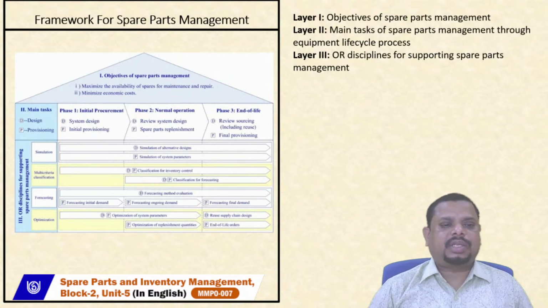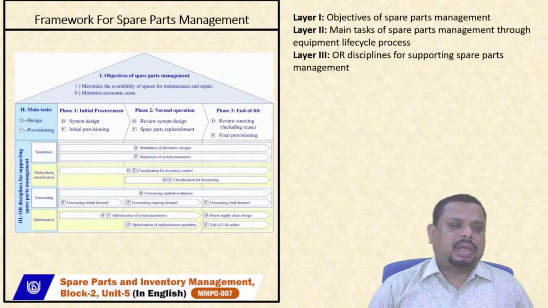The first one is initial procurement. So under initial procurement, you must focus upon the system design. Whenever you go for purchase of a machine, first you have to analyze your existing system design, whether the machine is suitable for your existing system or whether it will penetrate the system. The next important part under initial procurement is initial provisions.